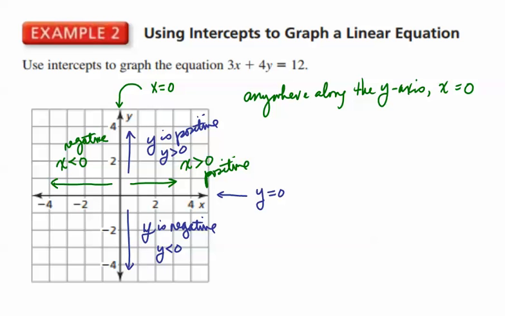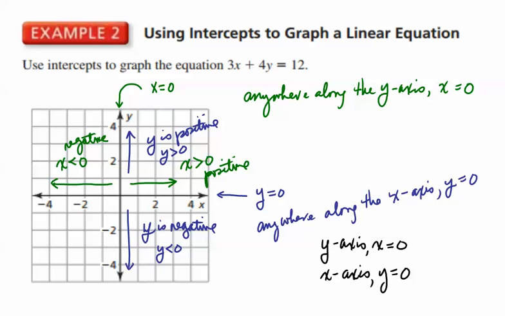So we can say the same thing we did for the y-axis. Anywhere along the x-axis, y is equal to 0. And we're going to take advantage of this fact to help us graph equations, these two facts. Y-axis, x equals 0. X-axis, y equals 0. They come in opposites. Y-axis, x equals 0. X-axis, y equals 0. Okay, so these are very, very important facts here.